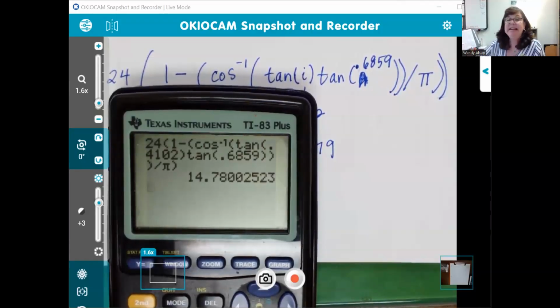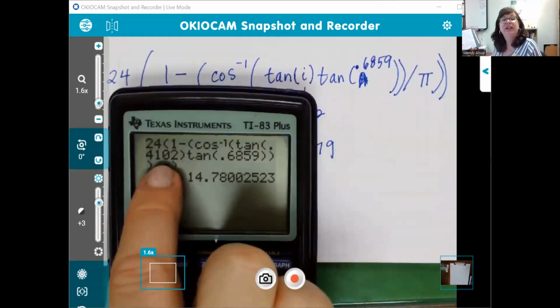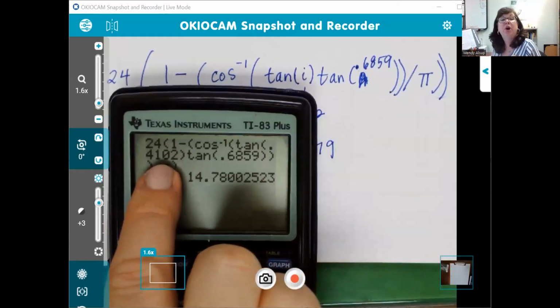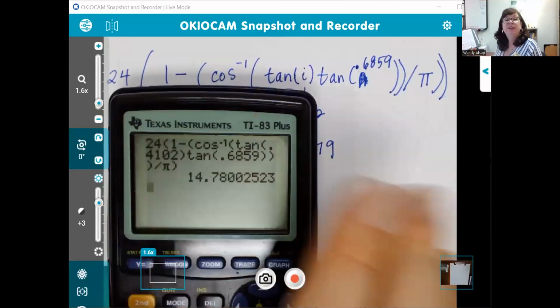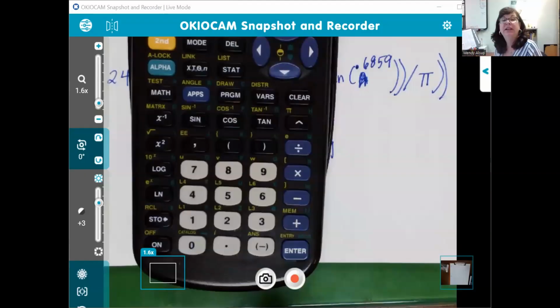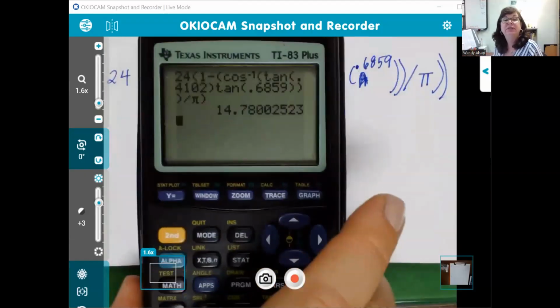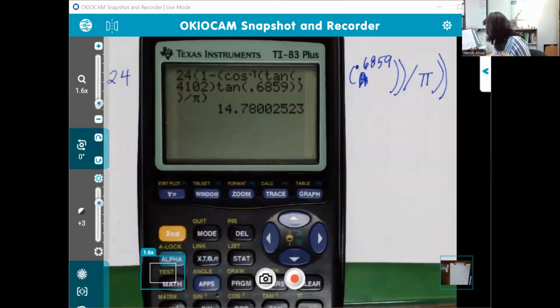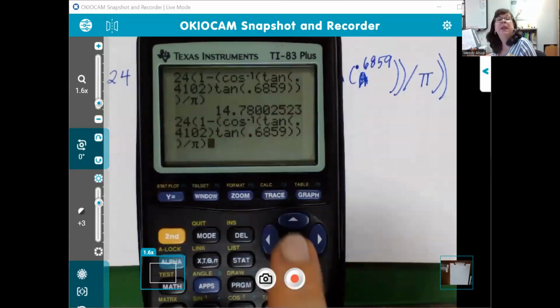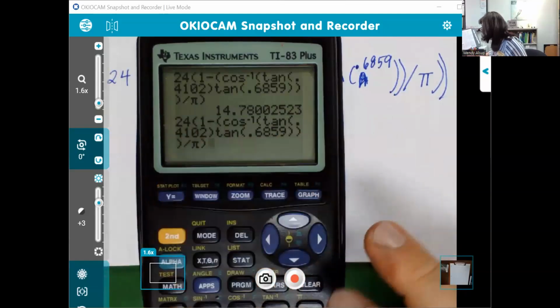For letter B, it's the exact same thing, except I just need to change the 0.4102 to 0. Well, you've got this lovely thing, if you don't want to type it all in again, called second entry, and that'll recall your last entry. So I'm going to go second entry, which is above the enter button. And now I just want to change my 0.4102 to 0.